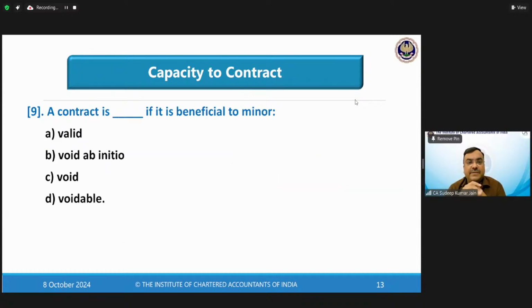A contract is valid, void ab initio, void, voidable if it is beneficial to minor.